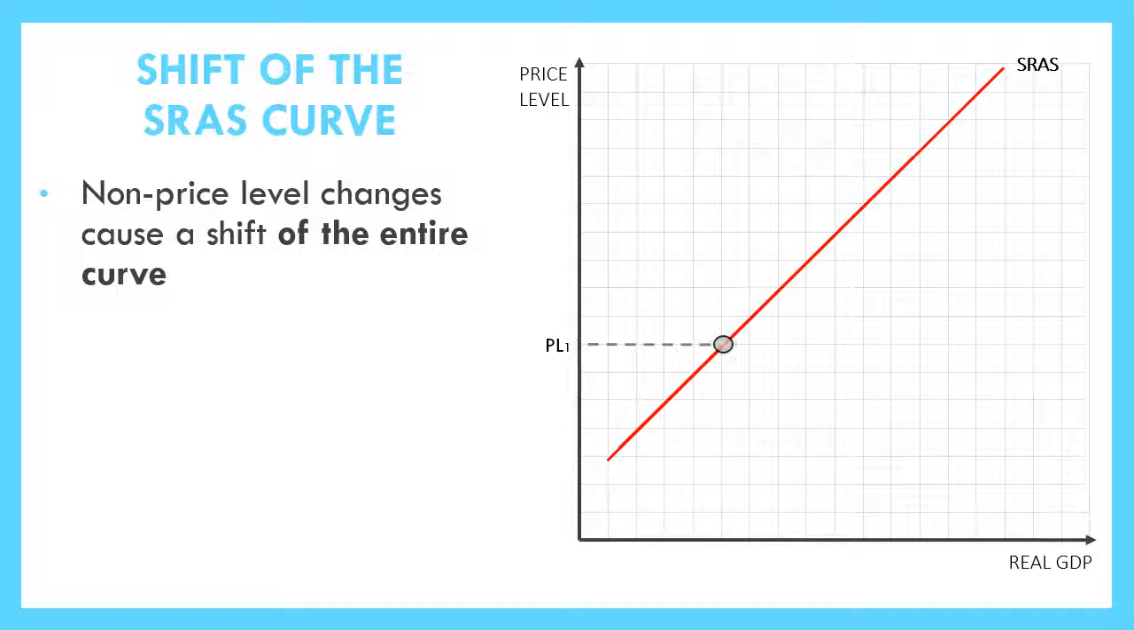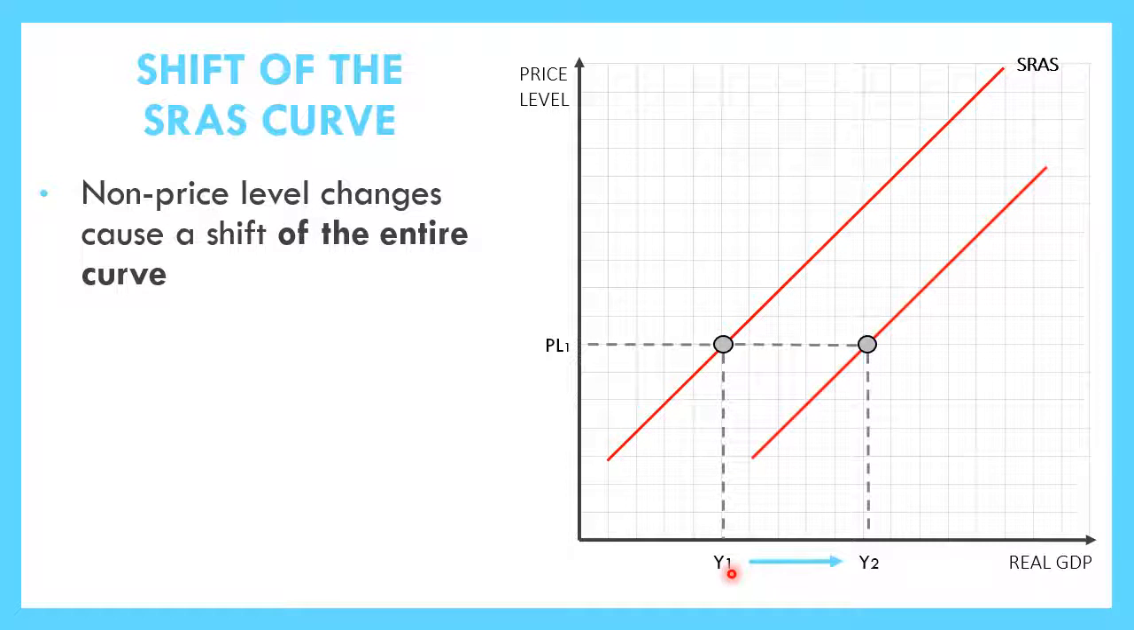We're only going to talk about two of these for the short run aggregate supply, but let's say we're at this price level right here, PL1, and we have an output of Y1. Well, what is something that would cause our production at that price level to increase from Y1 to Y2? What would allow our economy to start producing a greater quantity of goods and services at that price level?